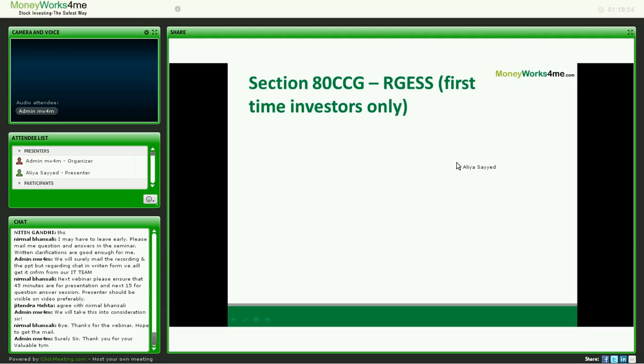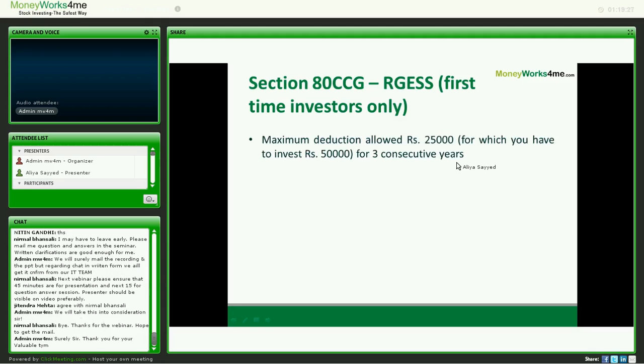Again, RGESS has a maximum deduction of 25,000, for which you will have to invest 50,000. So basically, the deduction is 50% of your investment, and the maximum investment allowed is 50,000. That means the maximum deduction allowed is 25,000, and you can claim this deduction for 3 consecutive years from the time you open your demat account. All you have to do is, while opening your demat account, fill up a relevant form saying that you are eligible for RGESS, and you will be able to claim deduction under RGESS. Basically, this will be tracked through your demat account and your PAN number.